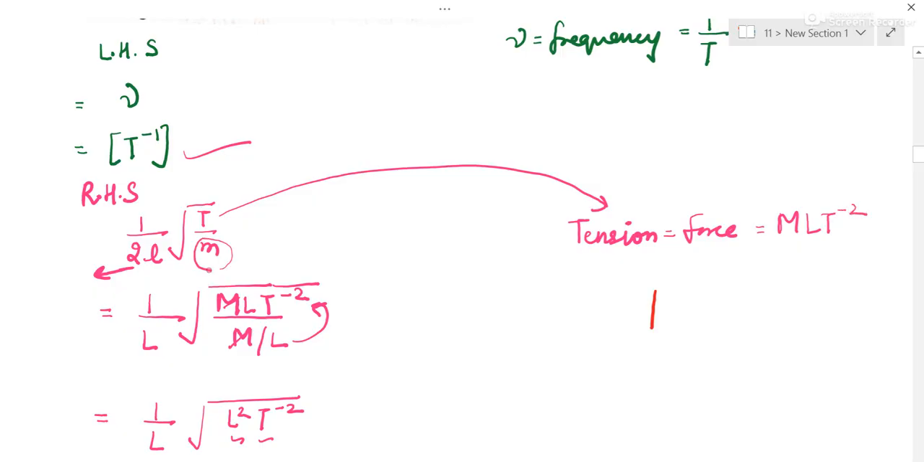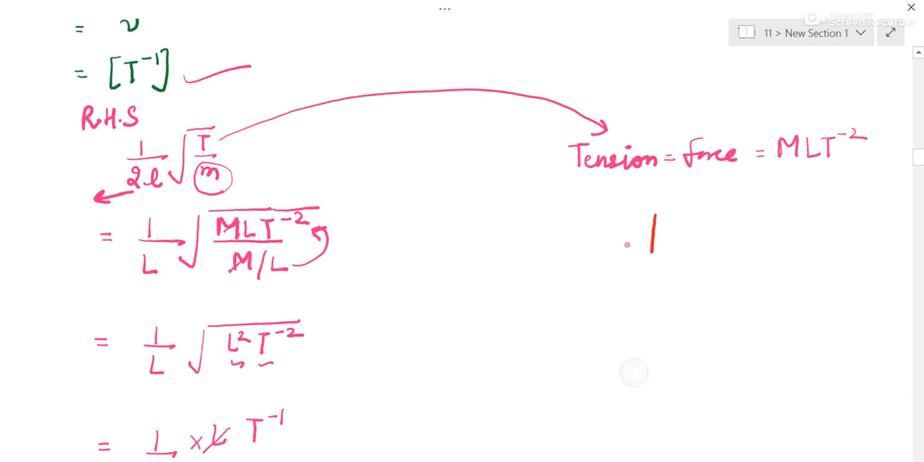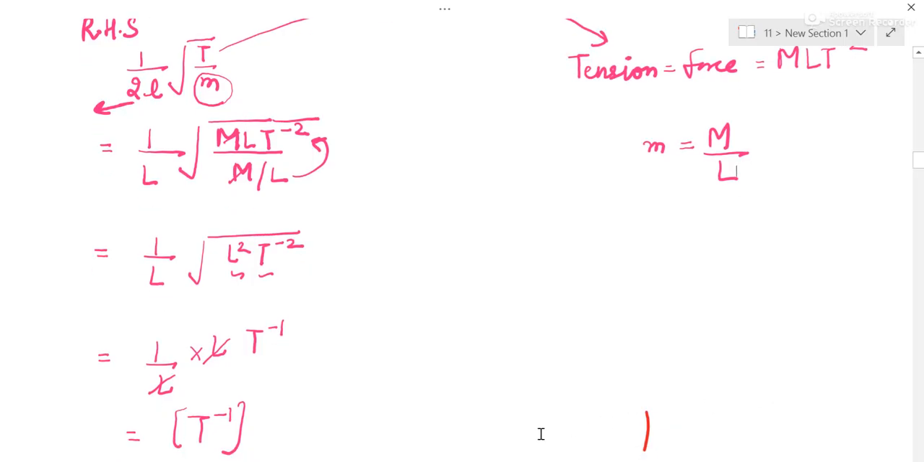What is m? M is not mass. They have told that m is not mass. It is mass of unit length. Mass of unit length means it is mass per unit length. So it is m by L. So your small m is m by L. So children, knowing the dimensional formula of certain important quantity is very, very necessary in order to be able to solve numericals. So let us see next.